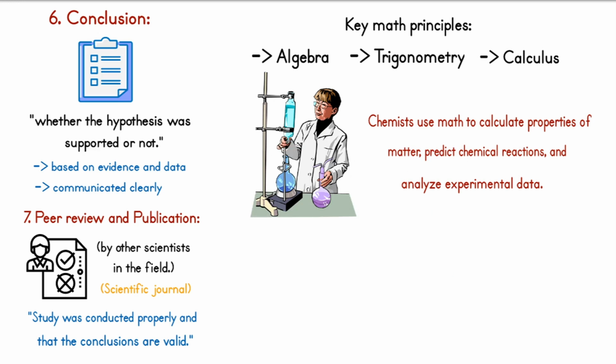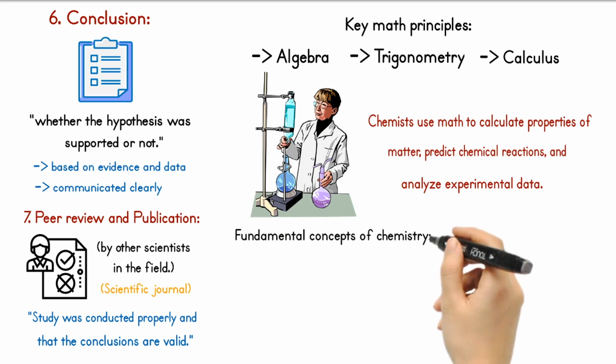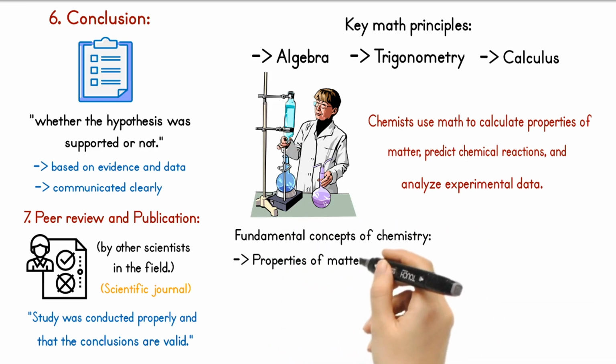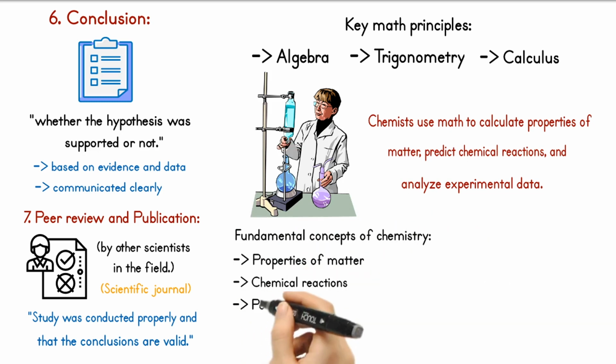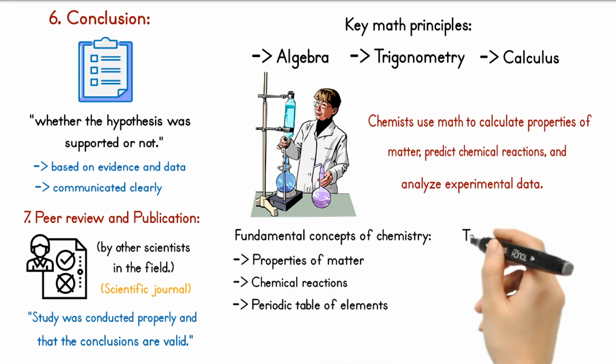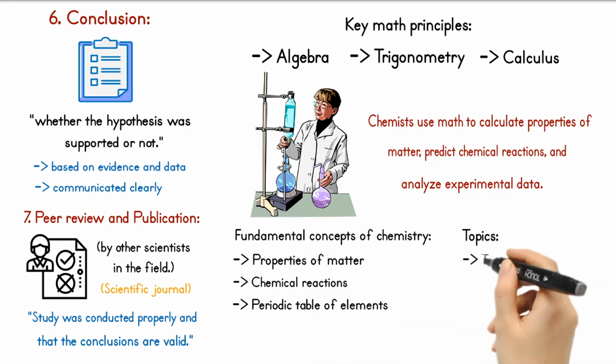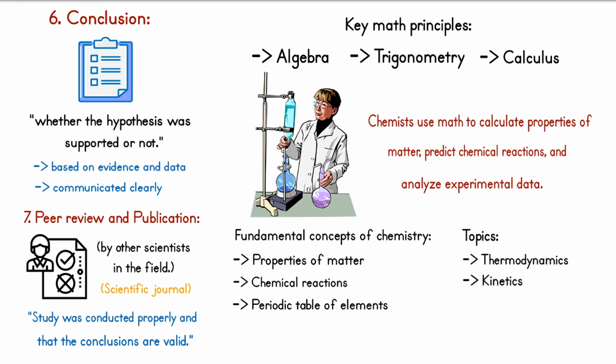In this course, we will explore the fundamental concepts of chemistry, including the properties of matter, chemical reactions, and the periodic table of elements. We will also delve into topics such as thermodynamics, kinetics, and electrochemistry. Throughout the course, we will use the scientific method to investigate chemical phenomena and develop our understanding of the behavior of matter and chemicals.